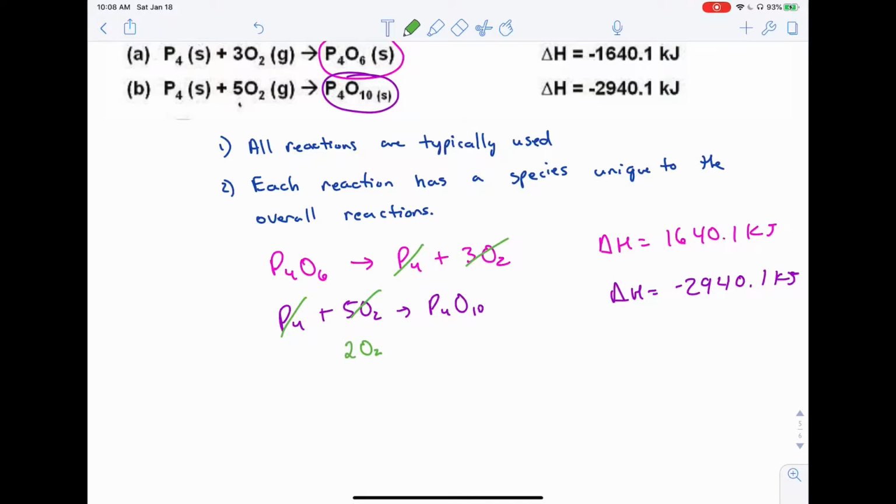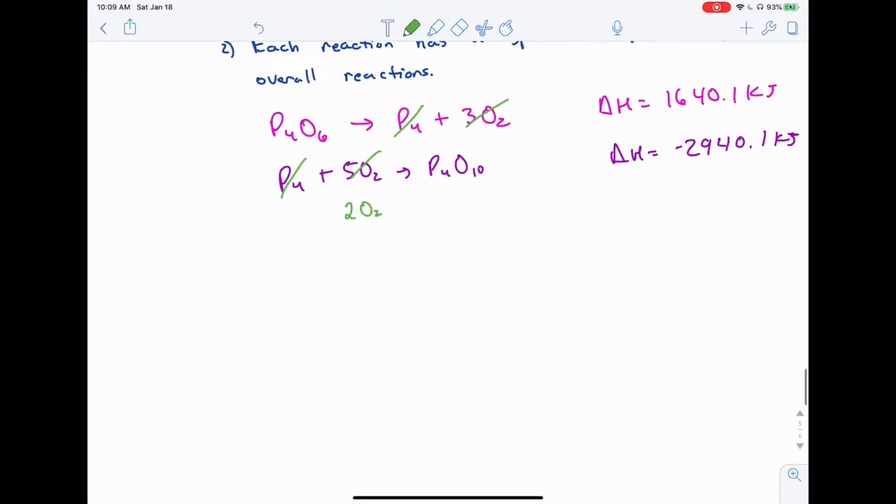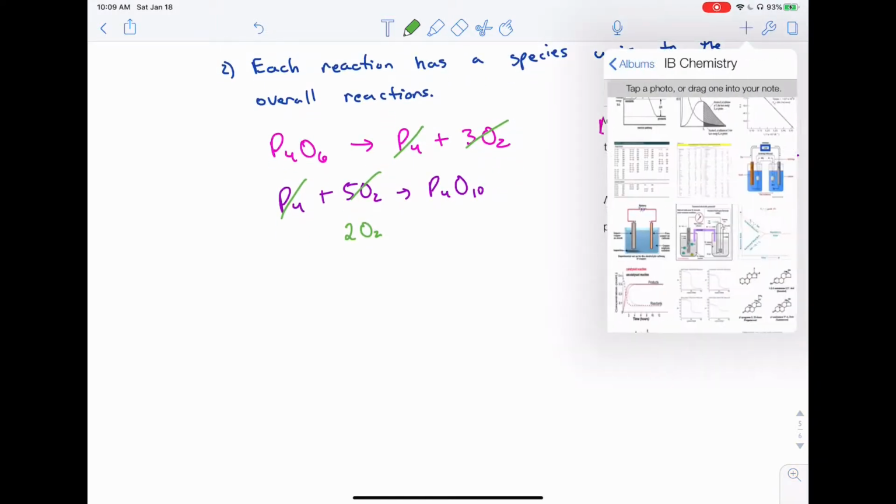No. You can only do one thing to each reaction. Oh, sorry. Let me rephrase that. You can only manipulate a reaction once. If that means flipping it and multiplying by 2, you can only do that once. You can't affect that reaction again. So you can only use each reaction once. Okay. Sorry, I'll leave this up and let me pull up another example here that I have in my notes.